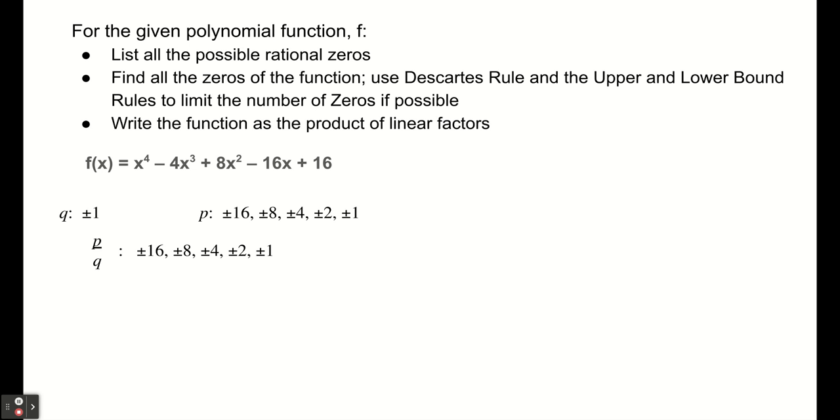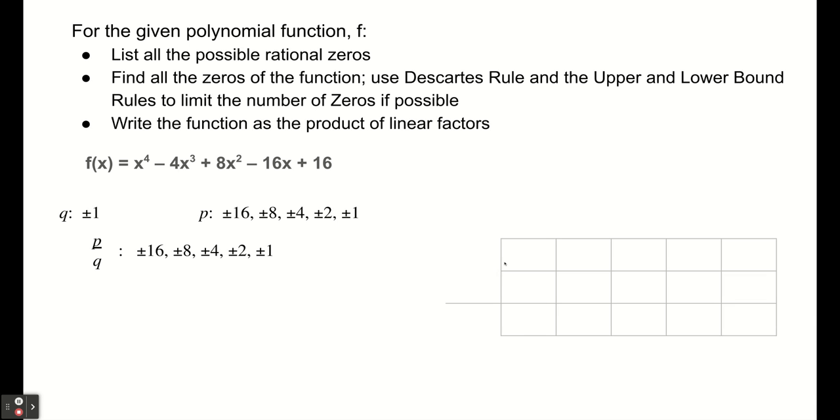What I could do is use synthetic division, dividing the function by all 10 numbers. If I get a remainder of 0, that will be a zero of the function. So we're going to set up our synthetic division, and along the top we have the coefficients of the given standard form polynomial. My favorite number to divide by with synthetic division is 1. I will know the function passes through 1 if I get a remainder of 0.